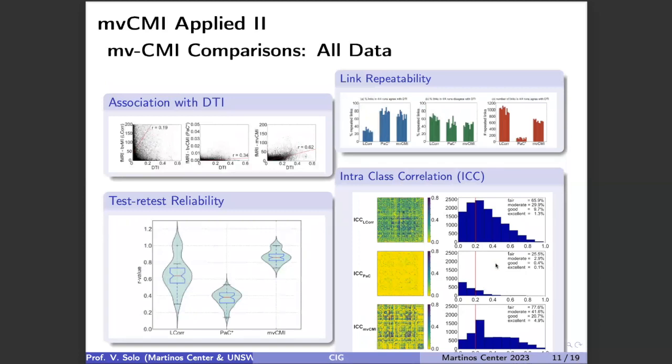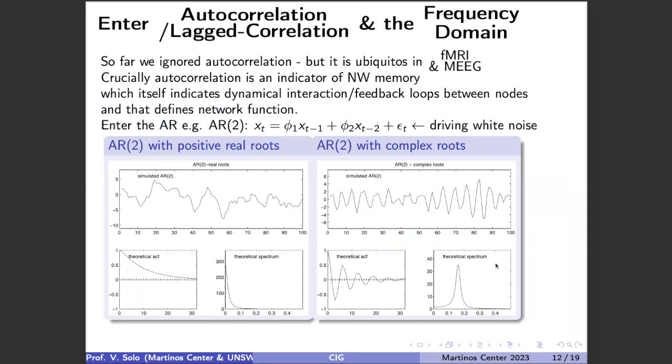More comparisons. I'm not going to go through this stuff, but obviously we did other approaches to comparing these things. It's all in the paper. What I want to do now is up the ante and start talking about autocorrelation, or what some people call lagged correlation. And that allows me to move to the frequency domain.